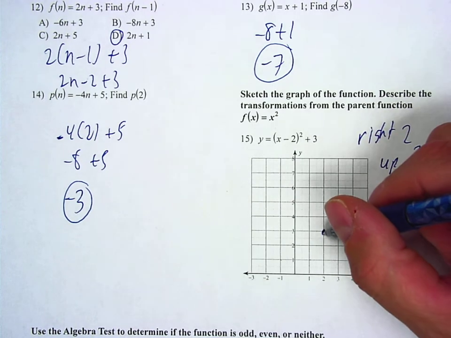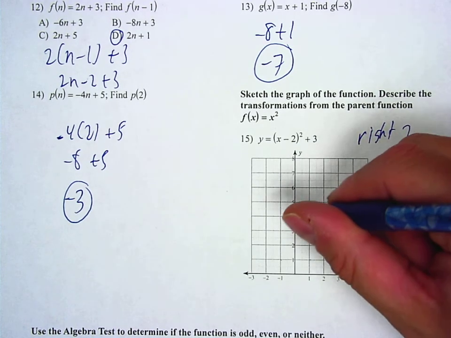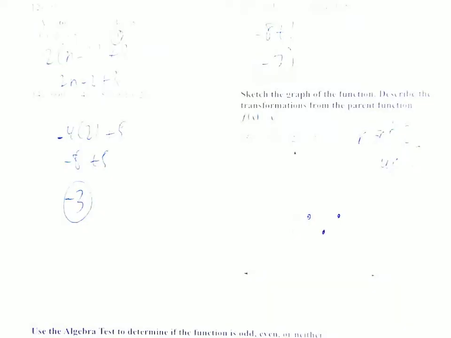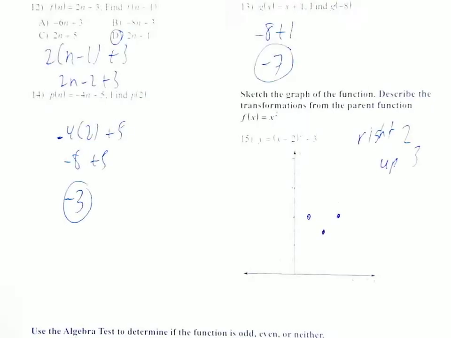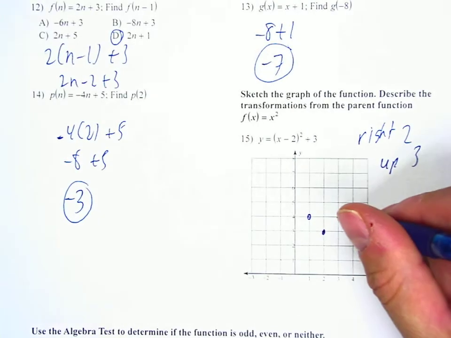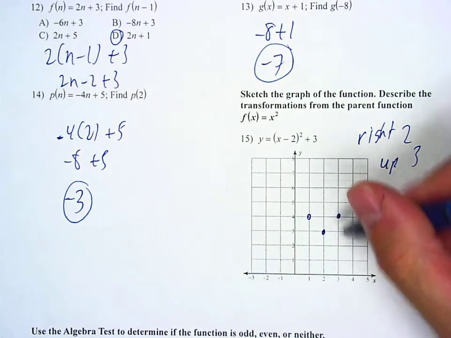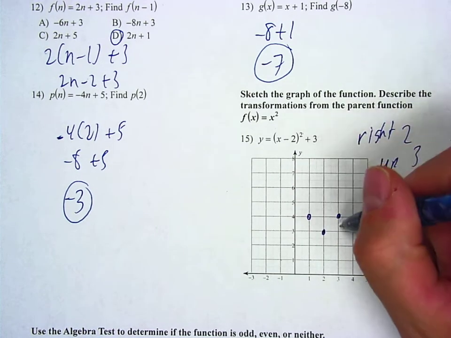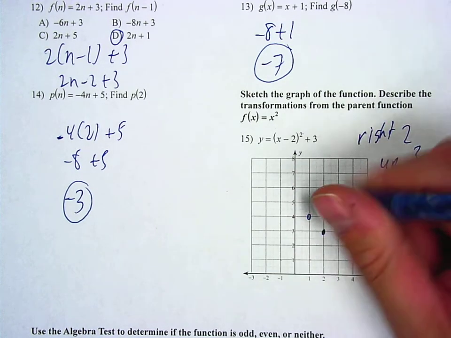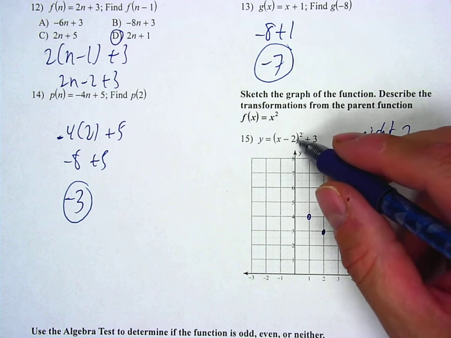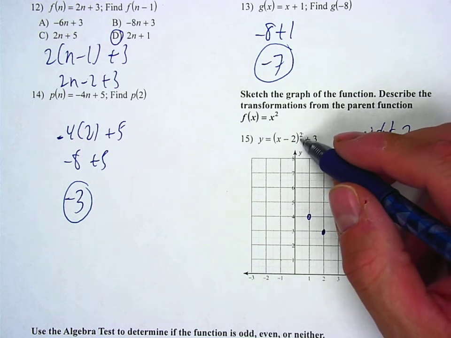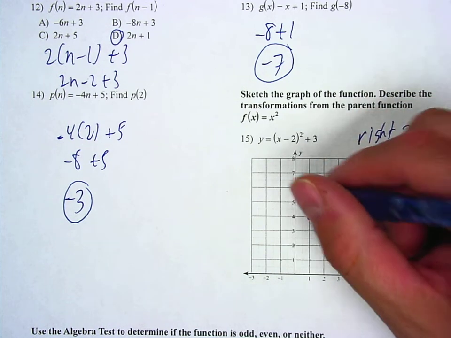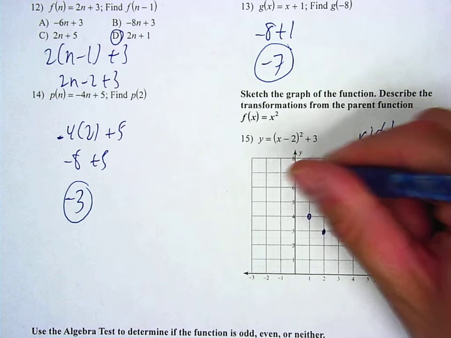So its vertex is here. And then its next 2 points are here and here. So those 2 points again are right 1, up 1. And you can also think of it as if I put in 3 here, I get 1 squared, and 1 squared plus 3 is 4. If I put in 1, I get the quantity negative 1 squared. Quantity negative 1 squared is 1, plus 3 is 4. And the other 2 points are going to be at 7s.